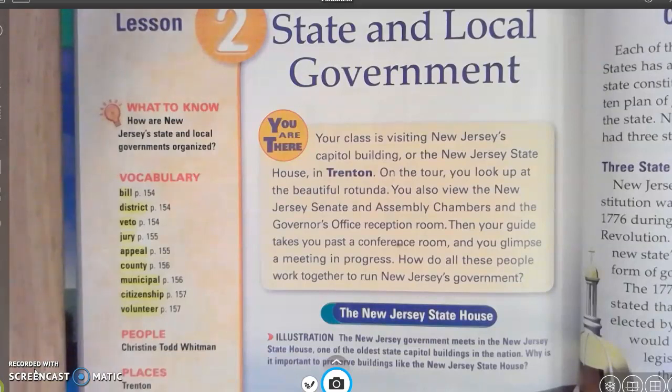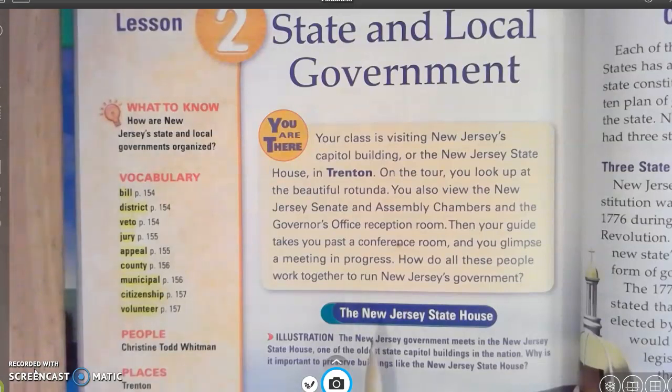You are there. Your class is visiting New Jersey's Capitol building or the New Jersey State House in Trenton. On the tour, you look up at the beautiful rotunda. You also view the New Jersey Senate and Assembly chambers and the governor's office reception room. Then your guide takes you past a conference room and you glimpse a meeting in progress. How do all these people work together to run New Jersey's government?